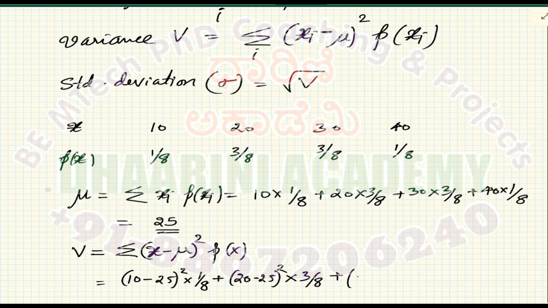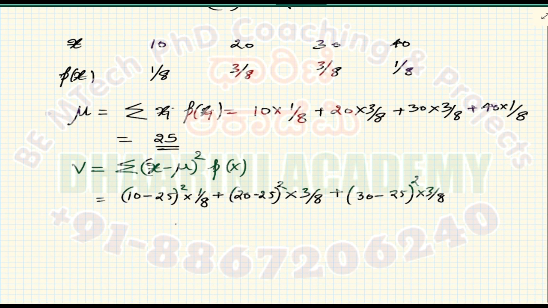Plus 30 minus 25, the whole square, into 3 by 8. Plus 40 minus 25 square into 1 by 8. So this gives an answer equal to 75. Like this, we can calculate the mean and variance of any event.